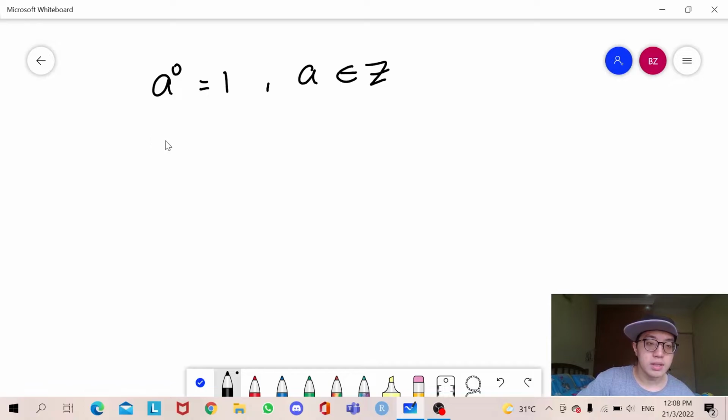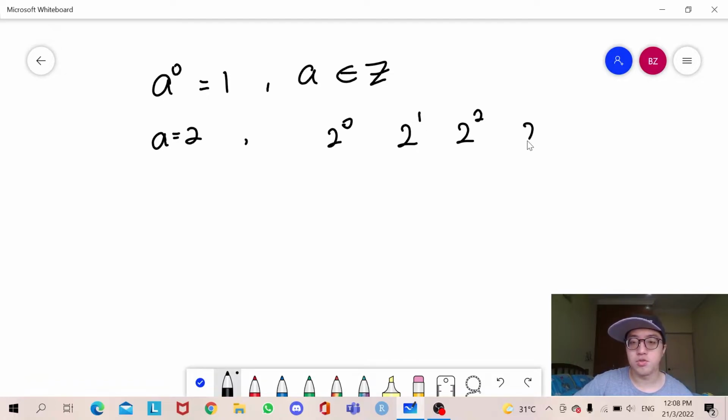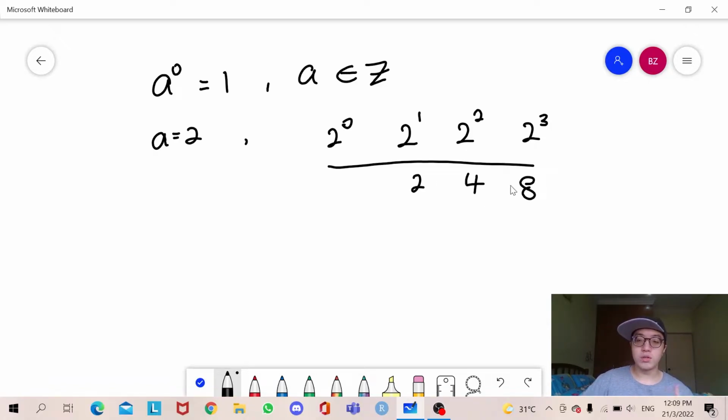If a is equal to 2, we're going to compare 2 to the power 0, 2 to the power 1, 2 to the power 2, 2 to the power 3. And we all know that this is equal to 2, this is 4, and this is 8. So if we look at the sequence, 8 divided by 2, you will get 4.